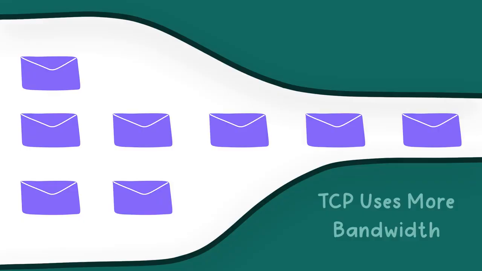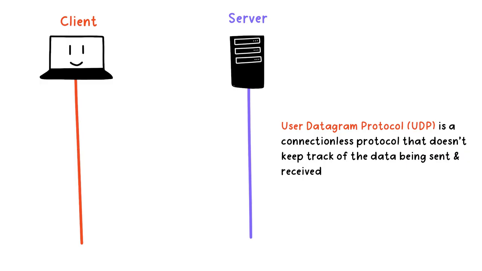The compromise that is made is that because of all of these extra steps, like acknowledging every packet and adding more metadata, TCP uses more bandwidth and is slower. On the other hand, we have an alternative protocol, UDP, the User Datagram Protocol. This functions just like unregistered mail.